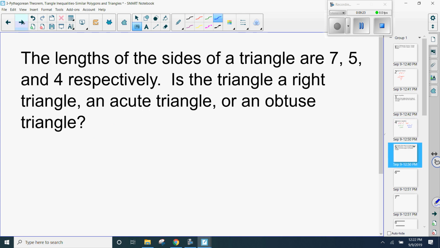Let's see what I got here. The lengths of the sides of the triangle are 7, 5, and 4 respectively. Is the triangle a right triangle, an acute triangle, or an obtuse triangle? So like I said, I would just go in order. If it were a right triangle, then the 2 legs, which have to be the shorter sides, squared would equal the hypotenuse squared, which is the longest side. a squared plus b squared equals c squared. What's 4 squared? 16. Plus 5 squared? 25, which gives you a value of 41. 7 squared is 49.